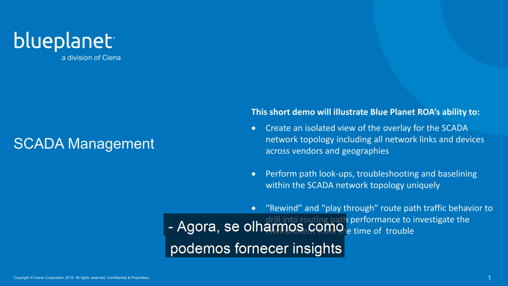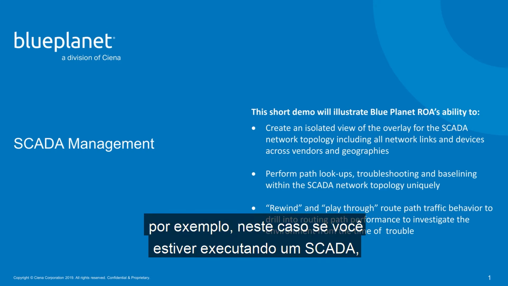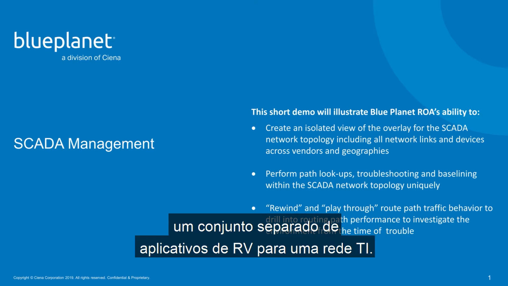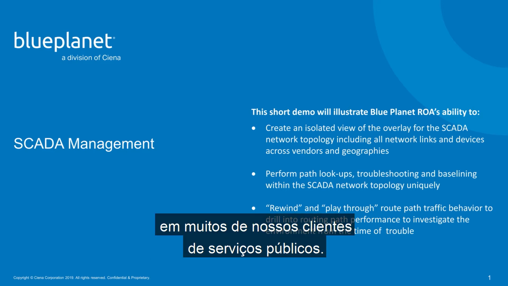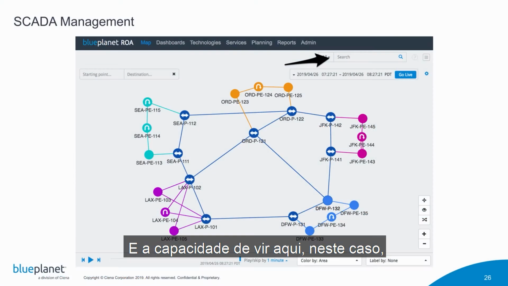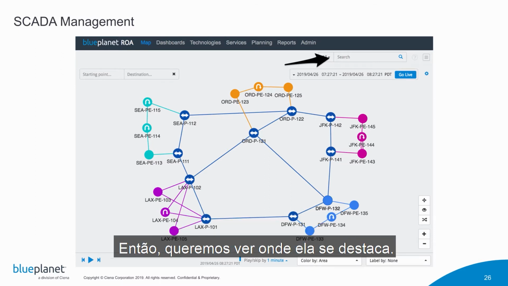Now, if we look at how we can provide insights into the different services, in the case where you may be running a SCADA, a separate set of VRFs to an IT network, I know that's really common in a lot of our utility customers, we have the ability to come in here. In this case, that same map that we're looking at, but now we want to look at the overlay for the SCADA network. So we want to see where it is featured on this one.